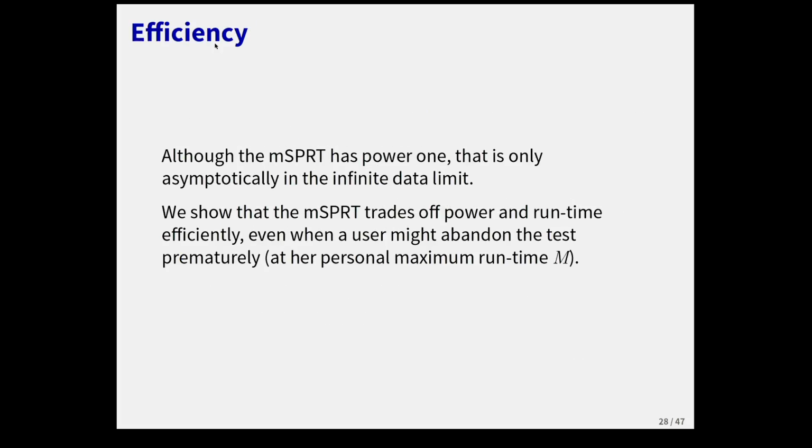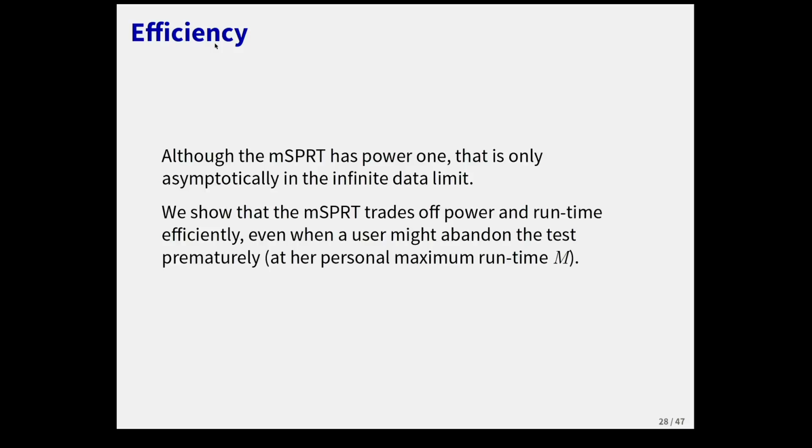This is the why it works, but I think I'd rather focus on some of the optimality results. So this is what I was getting at. OK, so it has power 1, but that's only asymptotically in the infinite data limit. And it's not so much that the infinite data limit is the problem. It's that you're not getting a lot of resolution. There are a lot of tests of power 1, and one of our questions would be, is it actually trading off runtime and detection optimally, right?